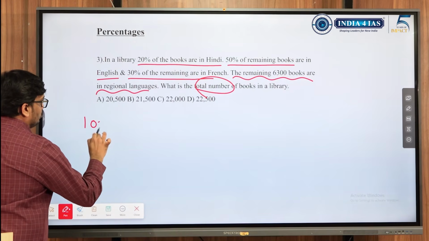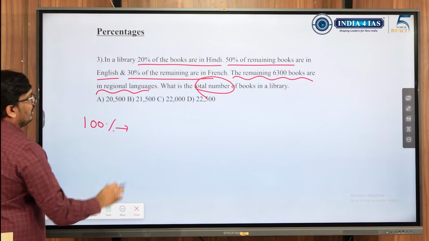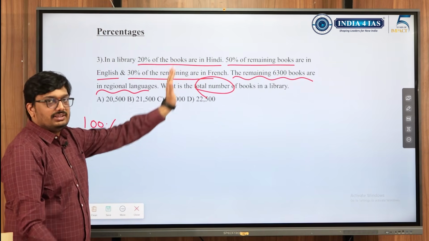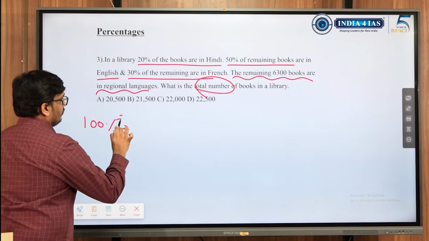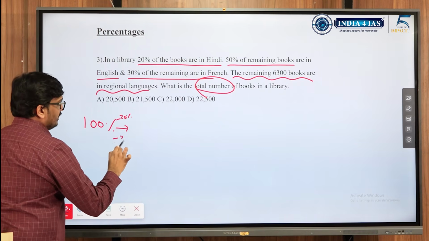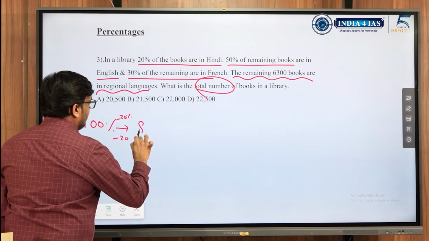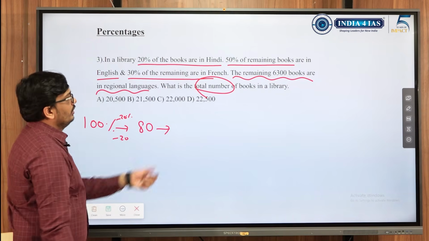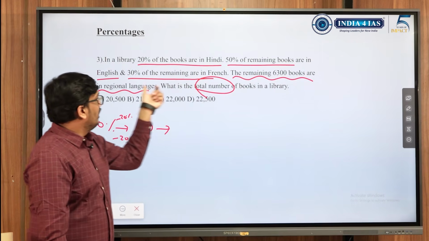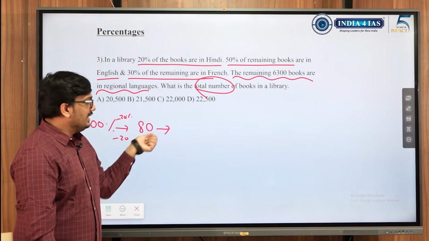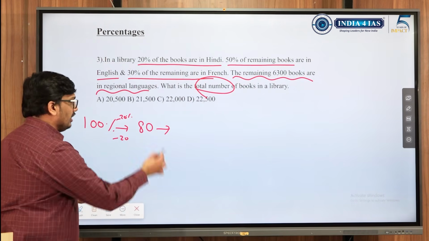So total books, assume it is 100%. Out of 100, 20% are in Hindi. Remove it. What is 20% of 100? That is 20. 100 minus 20, that is 80. 50% of the remaining books are in English. 80 is remaining. In that 50% means half of.